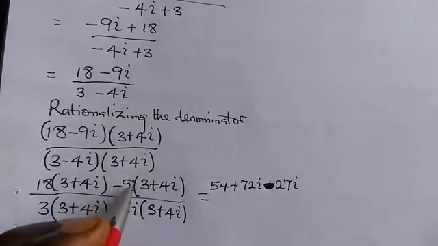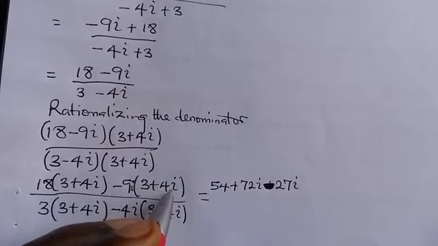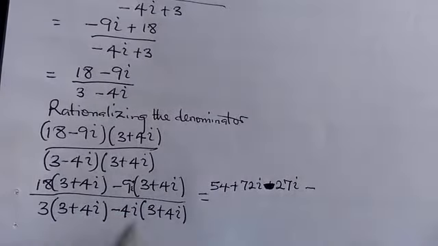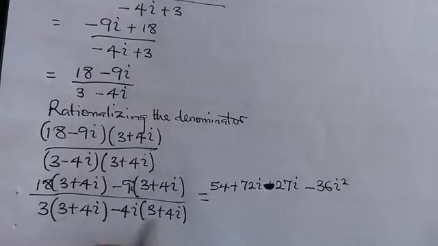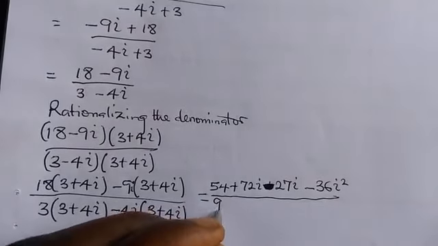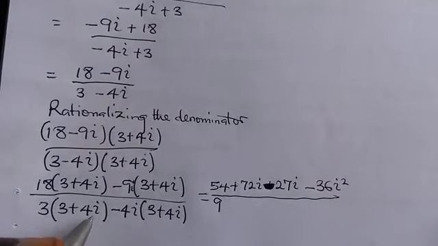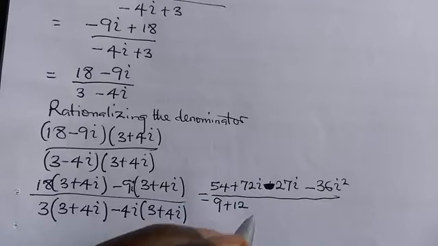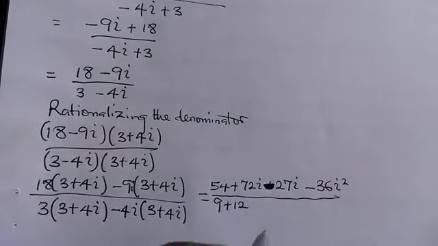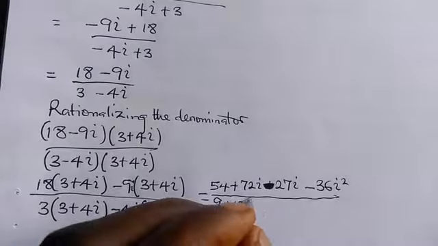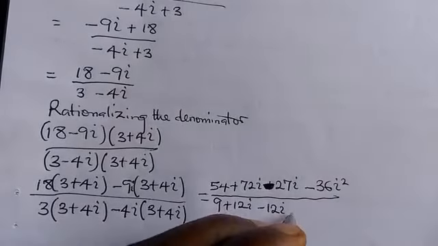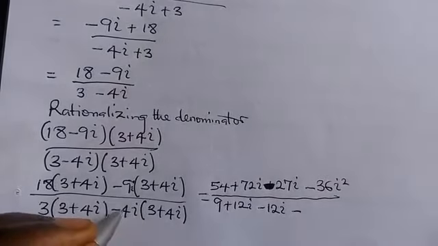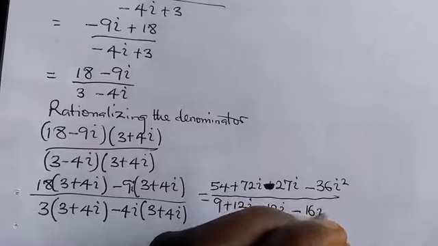Now negative 9i times 4i, that is negative 36 i squared. This will divide by 3 times 3 is 9. 3 times 4i, we have 12i. Minus 4i times 3, we have minus 12i. This is 12i minus 12i. Minus times minus, minus times plus is minus. 4i times 4i, we have 16i squared.